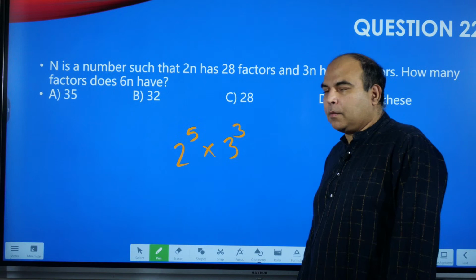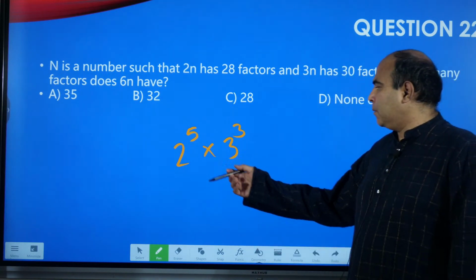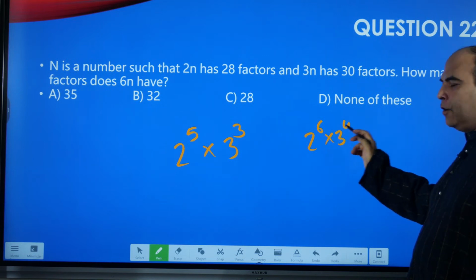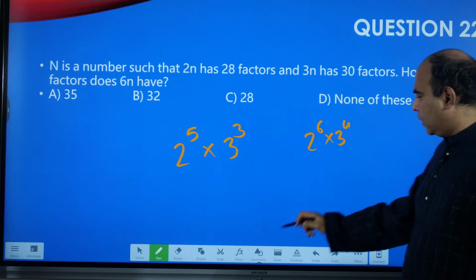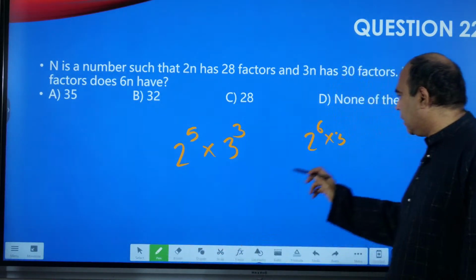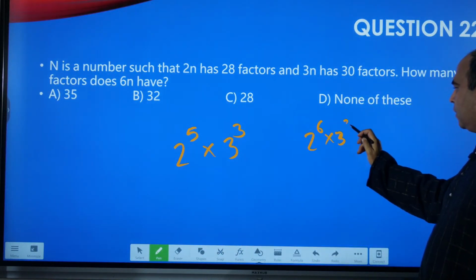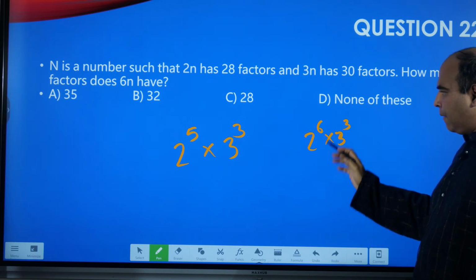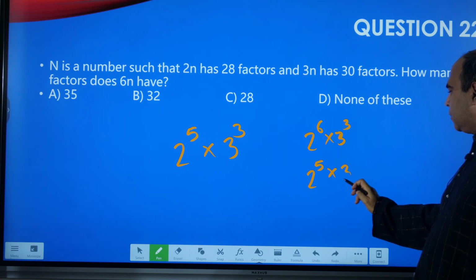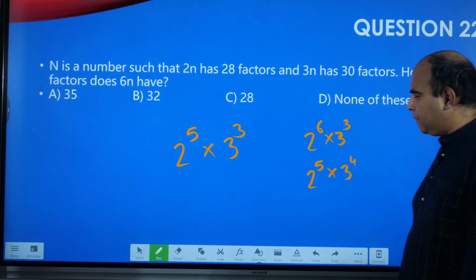And you can confirm on this number that if you multiply by 2, it will become 2 raised to 6 into 3 raised to 3, and that will give me 7 into 4, 28 factors. And if I multiply this by 3, I'll get 2 raised to 5 into 3 raised to 4, which will give me 6 into 5, 30 factors.